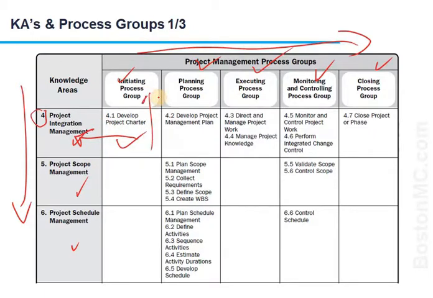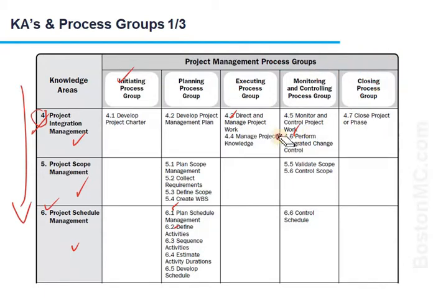It is also in the process group, which is initiating. You'll notice that the number carries through. So that's 4.1. This is 4 here, and this is 4.1, 4.2, 4.3, 4.4, 4.5, 4.6, 4.7, and that's how it usually works. So if you're a 6, then 6.1, 6.2, and so on. This makes it easy for you to go to the PMBOK and double check or cross-reference the information. Let me give you an idea what these knowledge areas are.